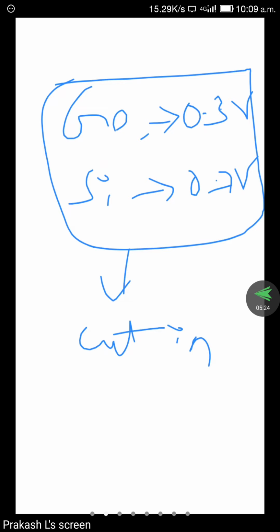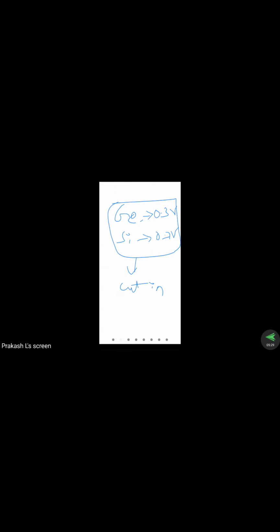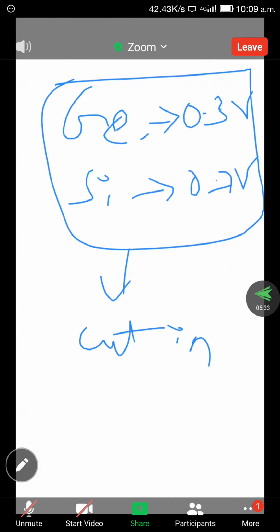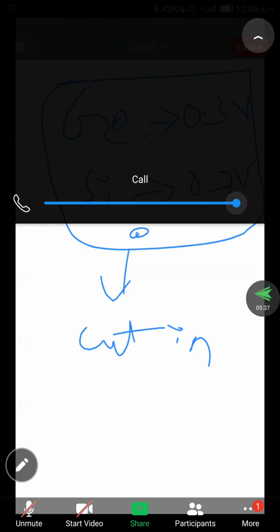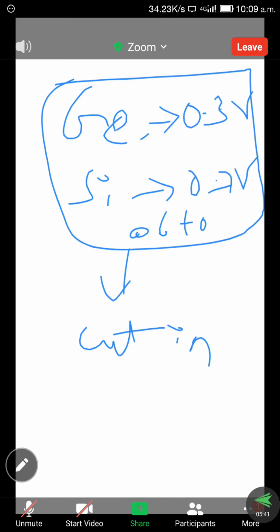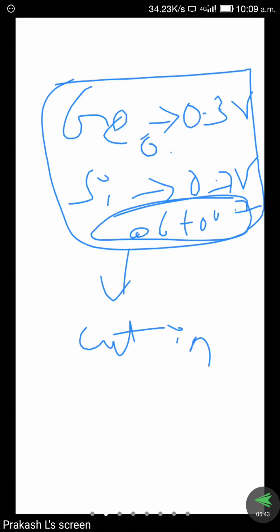The cut-in voltage for germanium is 0.3 volts and for silicon it is 0.7 volts. Practically it is 0.6 to 0.7 for silicon and 0.25 to 0.3 for germanium. The diode conduction starts from 0.7 volts.